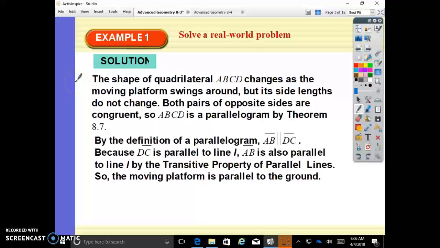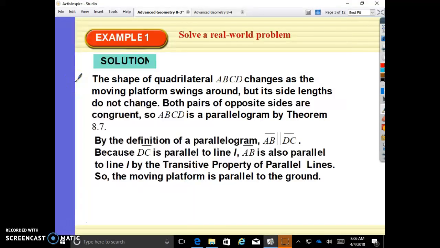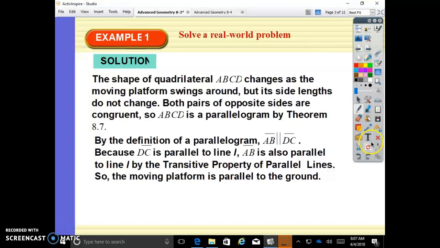So the shape of the quadrilateral changes as the moving platform swings around, but the side lengths do not change. Both pairs of opposite sides are congruent. So if you have both pairs of opposite sides congruent, then by definition it is a parallelogram. That is theorem 8.7, both sets of congruent sides makes it a parallelogram. By the definition of a parallelogram, AB is parallel to DC, so DC is parallel to line L, and AB is also parallel to line L by the transitive property of parallel lines. So the moving platform is parallel to the ground.